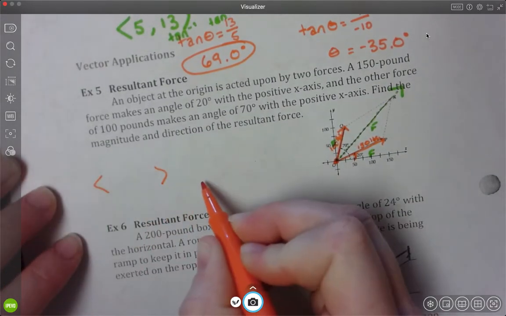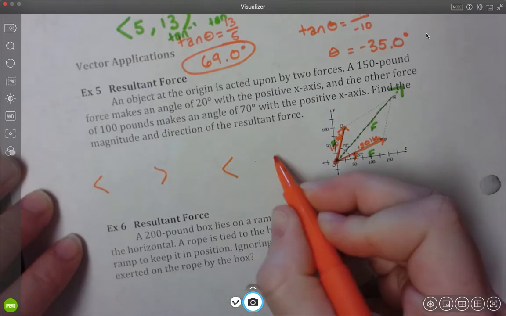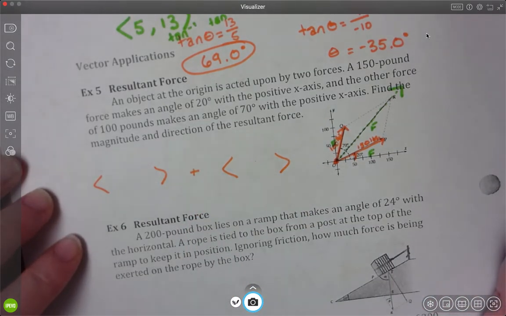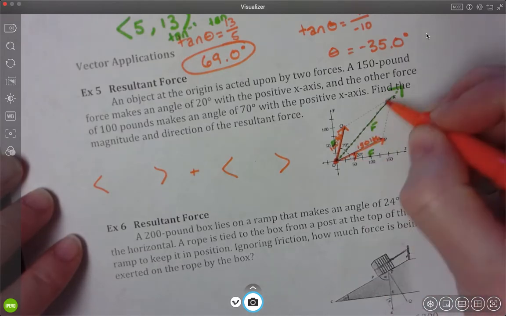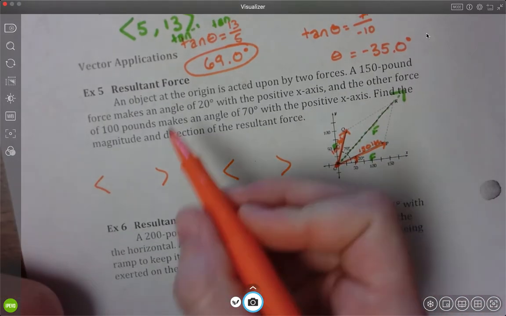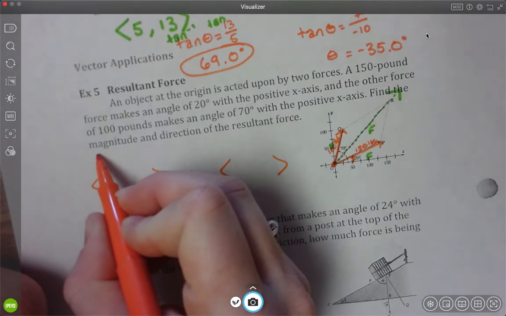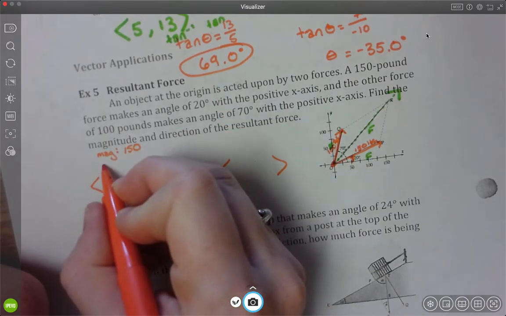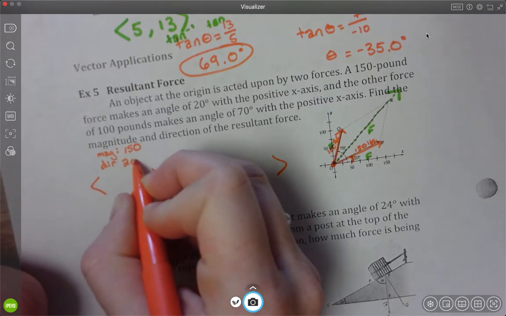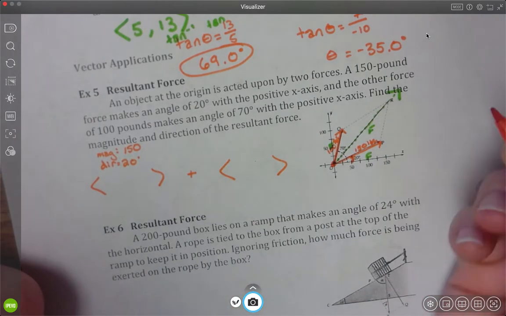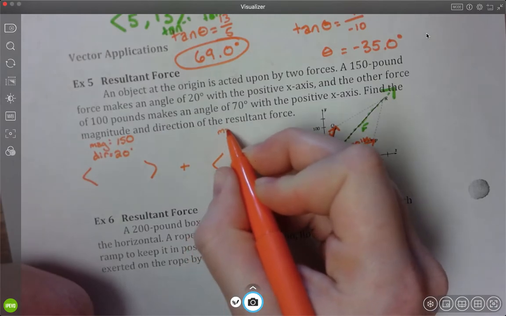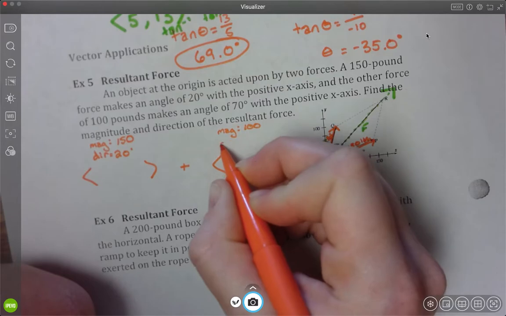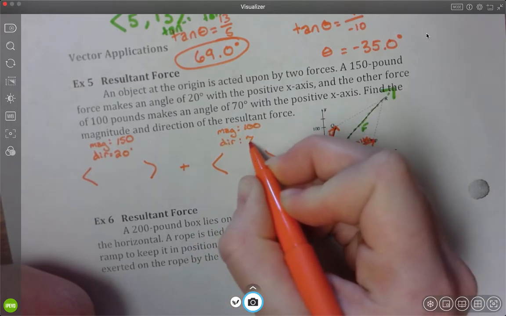We've got our first vector and our second vector. Then we're going to add those vectors together, and then we're going to solve for this one here. The first one is 150 pounds. That's the magnitude. Magnitude is 150, and the direction is a 20-degree angle. This one's magnitude is 100 pounds of force at a direction of 70 degrees.